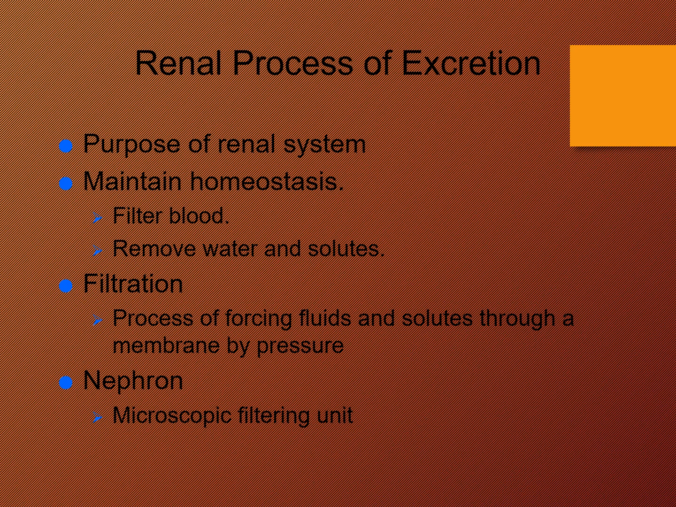So we're going to touch now on the renal process of excretion. The primary function of the urinary or renal system is to maintain homeostasis by filtering blood and removing excess water and dissolved substances or solutes. Some of these solutes are sodium and potassium. Filtration is the process of forcing fluids and solutes through a membrane by pressure. An example of this is brewing coffee, when you have that coffee filter and you're pushing the fluid through.